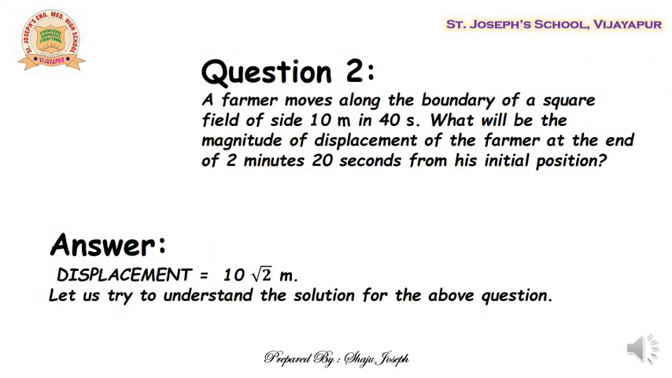Let us have a look at the second question. A farmer moves along the boundary of a square field of side 10 meters in 40 seconds. What will be the magnitude of displacement of the farmer at the end of 2 minutes 20 seconds from his initial position? The answer goes like this. The displacement will be equal to 10 root 2 meters. Now let us try to understand the solution for the above question.